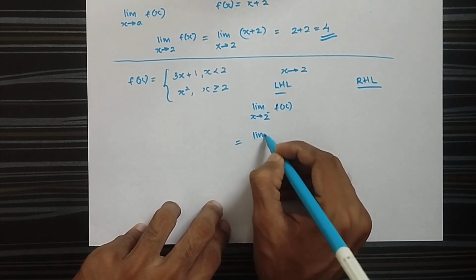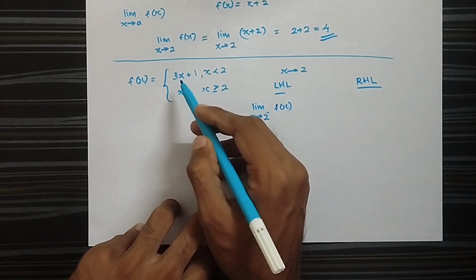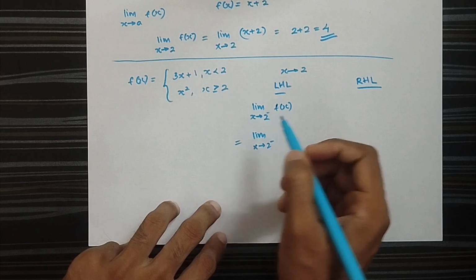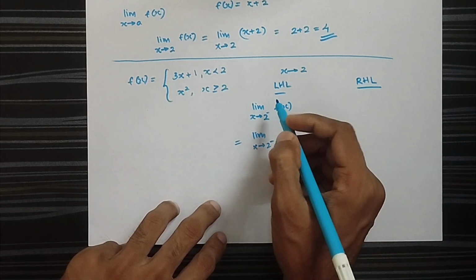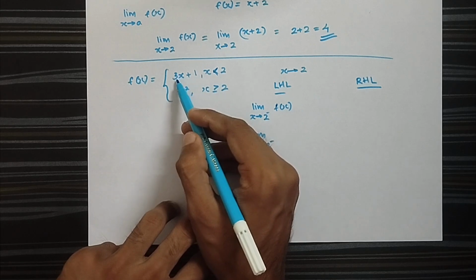So what do we do? Limit x tends to 2 minus. Now we know our function has two outcomes, but which of these outcomes will we choose? We will choose the one which is to the left of 2, because this is LHL. So left of 2 would mean x is less than 2. So we choose this outcome.